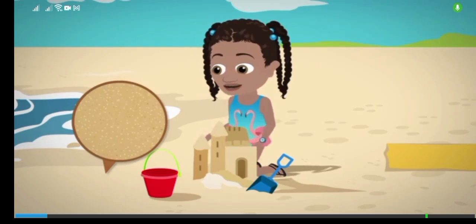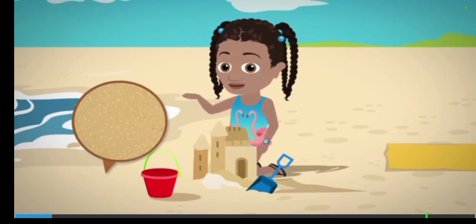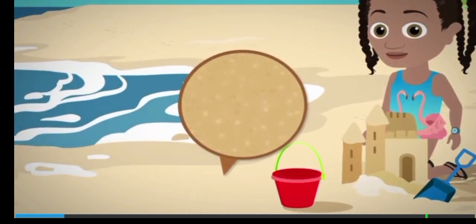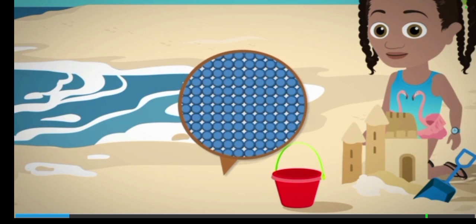that Stella can use to build sandcastles. Are the grains of sand themselves made of something too? Yes, sand is made of very tiny particles. So tiny you can't even see them.